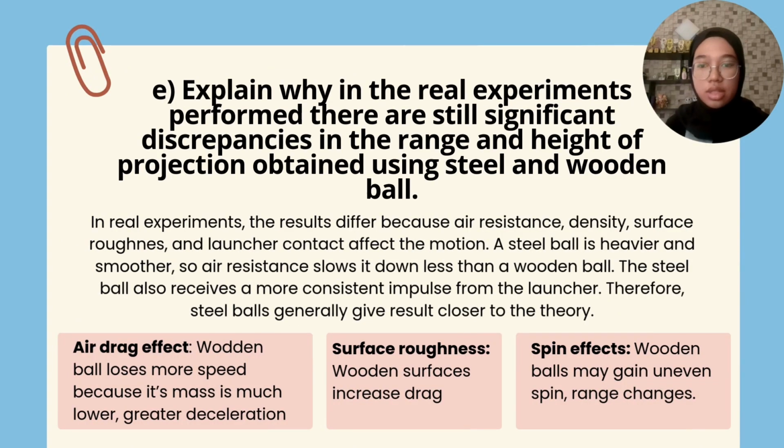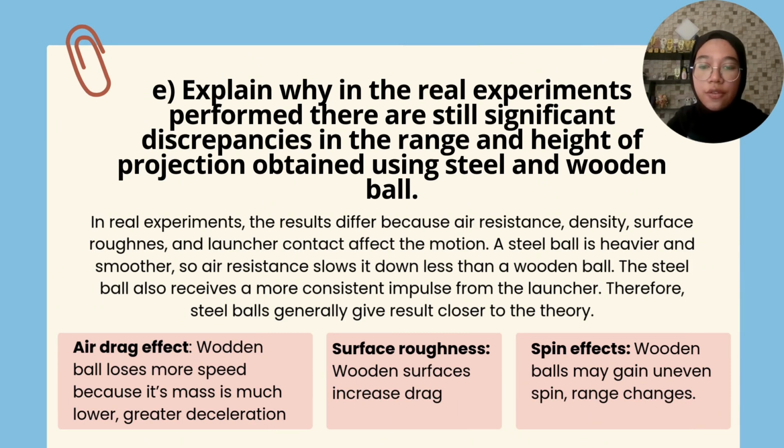For the last question, explain why in the real experiments performed, there are still significant discrepancies in the range and height of the projection obtained using steel and wooden balls. This is because in our real experiment, the results differ due to the presence of air resistance, density, surface roughness, and launcher contact. All of these factors will affect the motion. A steel ball is much heavier and smoother. Therefore, air resistance slows it down less than a wooden ball. So, steel balls generally give results closer to the theory.